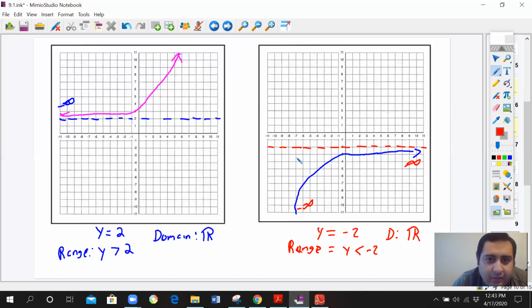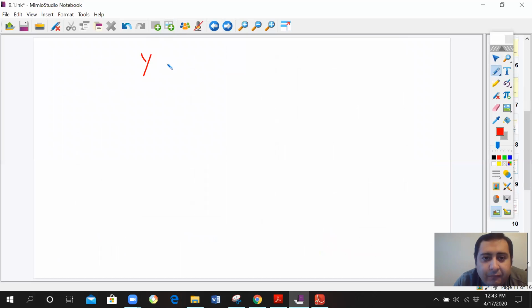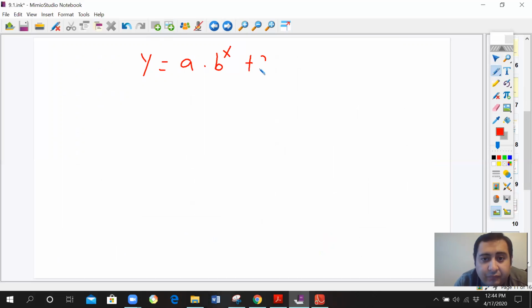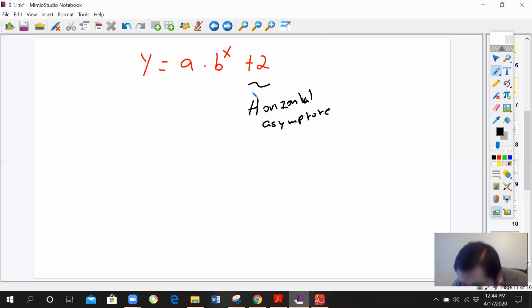But mostly, in order for you to see this type of example at a different horizontal asymptote, you are probably going to have an equation like a times b to the power of x, and then let's say for the first one, since your asymptote is at 2, then you could have a +2. This +2 is your horizontal asymptote.